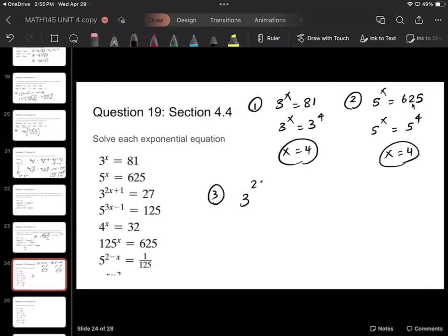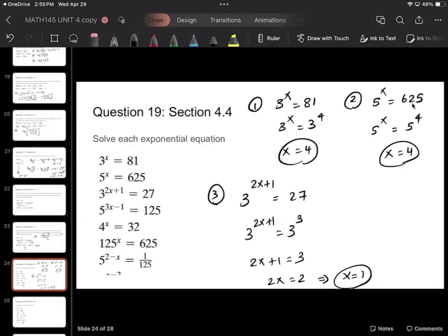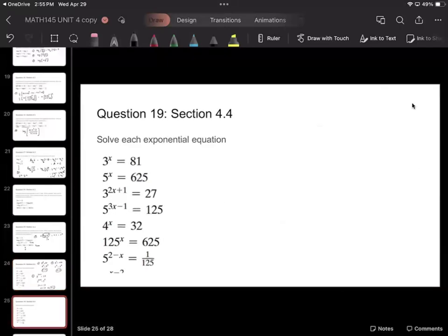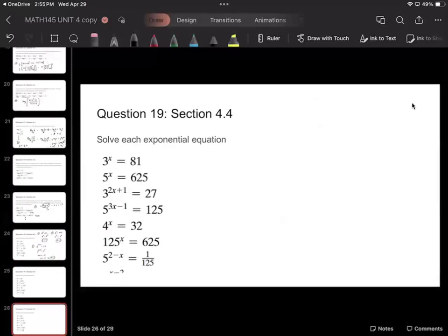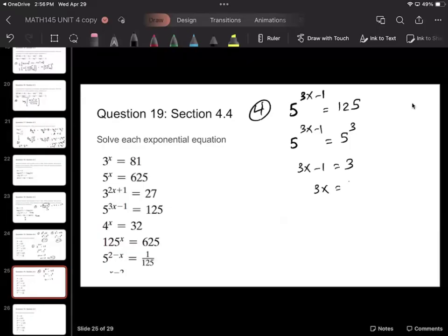3. 3 to the power of 2x plus 1 is 27. I can write 27 as 3 cubed. So 2x plus 1 is 3. 2x is 2, which means x is 1. Okay, 4. 5 to the power of 3x minus 1 is 125. 125 is 5 cubed. 3x minus 1 is 3. 3x is 4. x is 4 thirds.